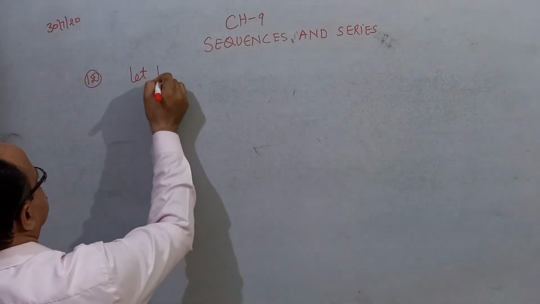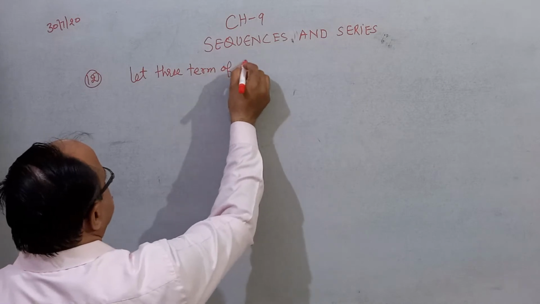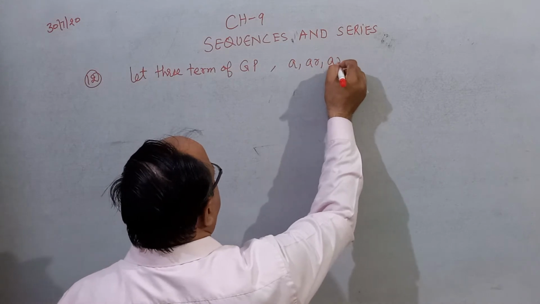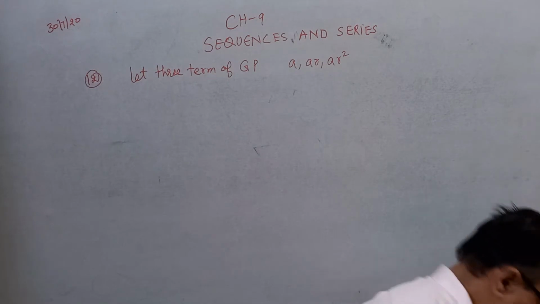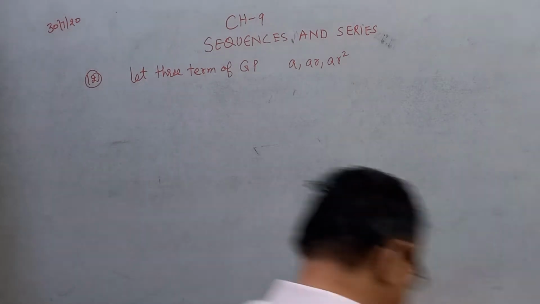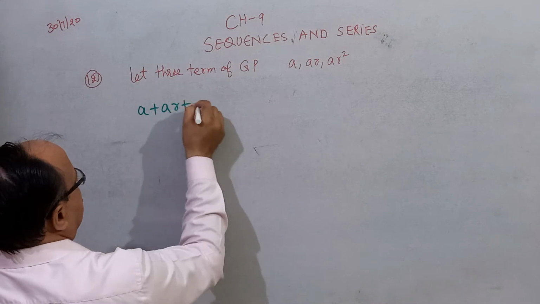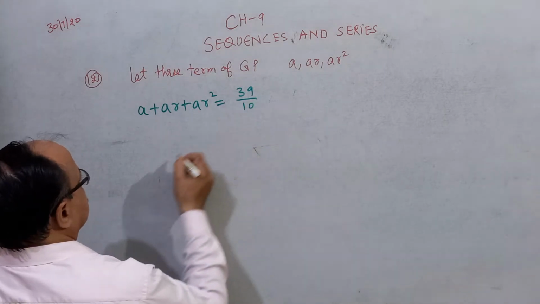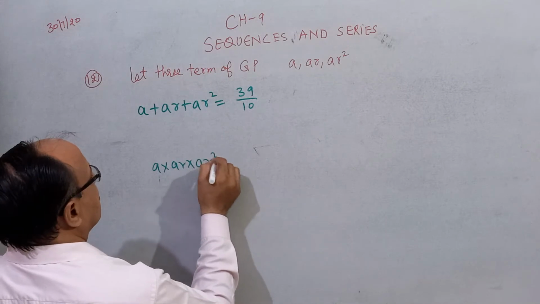Let the three terms of the GP be A, AR, AR square, and their sum is given. A plus AR plus AR square is 39 by 10, and their product is given, A into AR into AR square, that is 1.